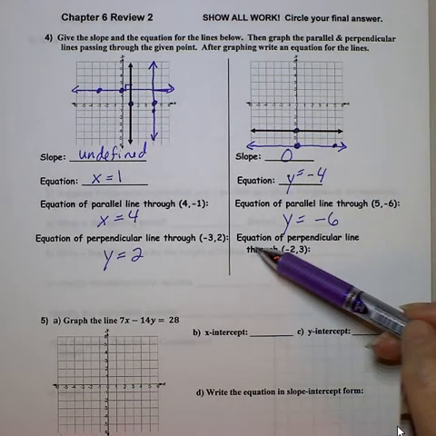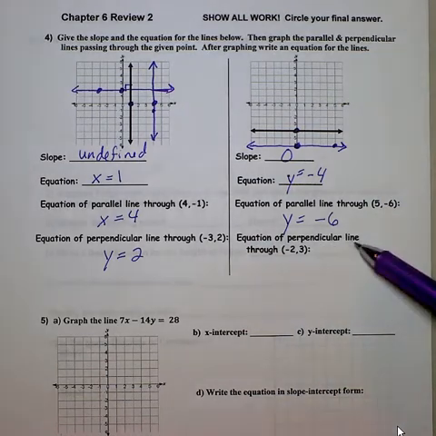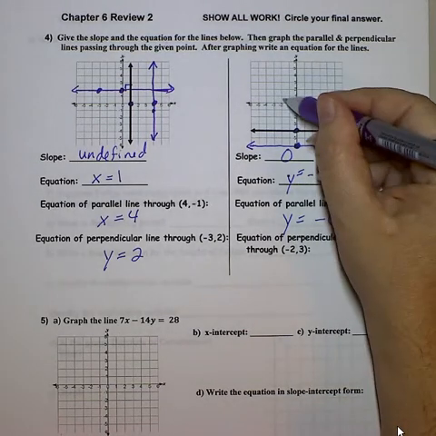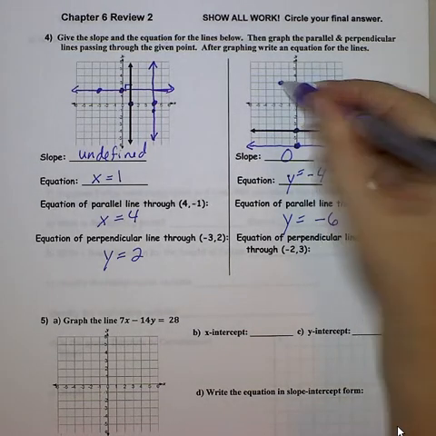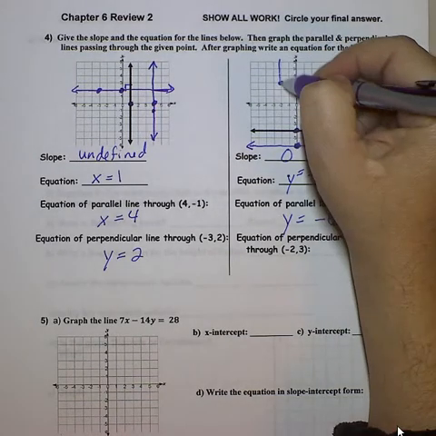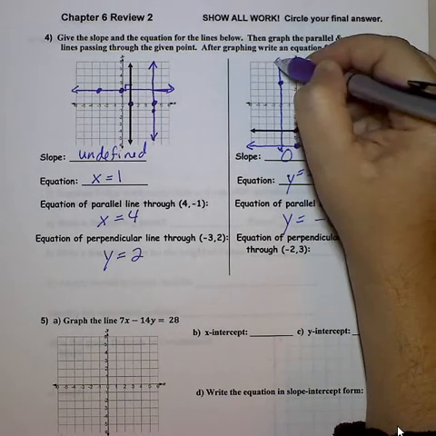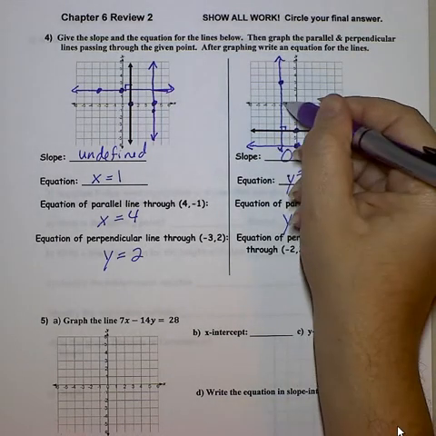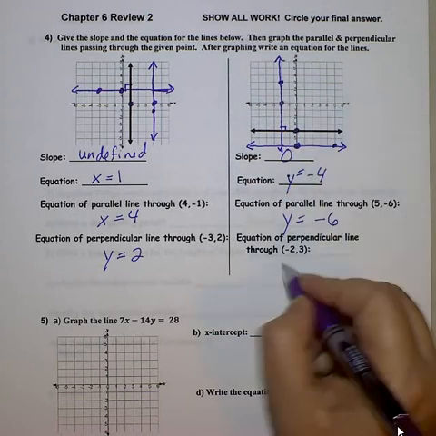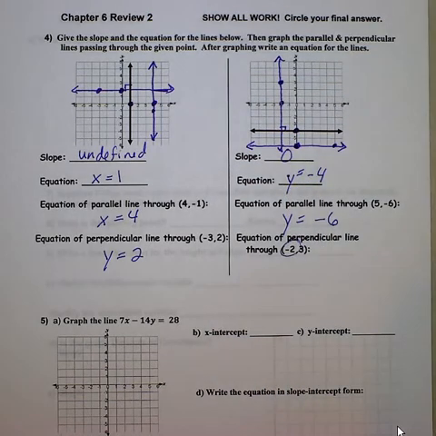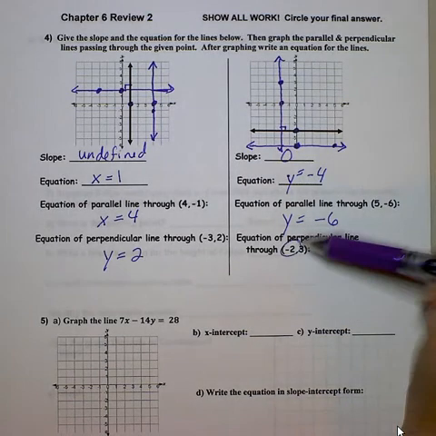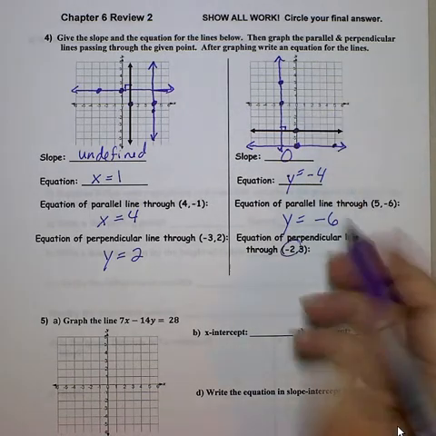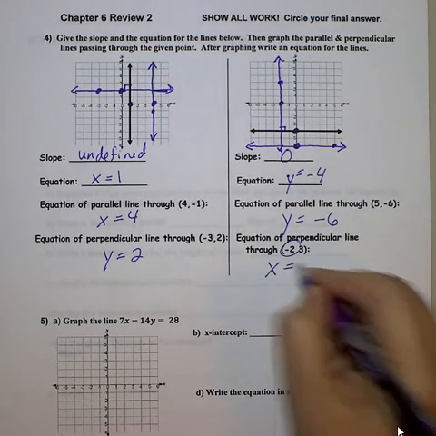Write an equation that is perpendicular through the line negative 2, 3. So we got negative 2, positive 3, 1, 2, 3. Point that and go straight down because it's perpendicular. So what number is this right here? Negative 2. And hopefully you also notice it's right there, negative 2. Is this my x or y? That's my x. That's my x-axis. So it's x equals negative 2.